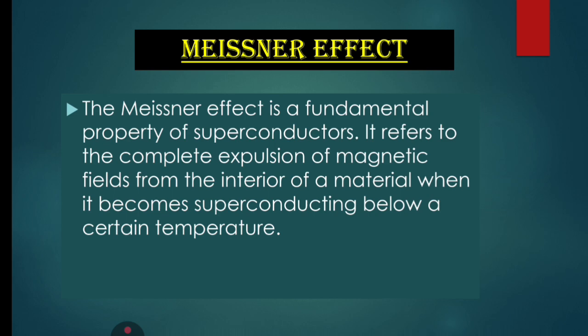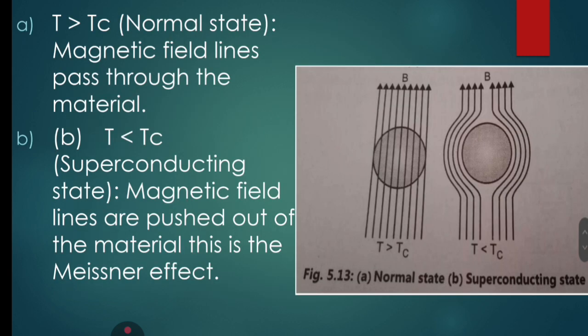Meissner effect. The Meissner effect is a fundamental property of superconductors. It refers to the complete exclusion of magnetic field from the interior of a material when it becomes superconducting below a certain temperature. Now see the figure.